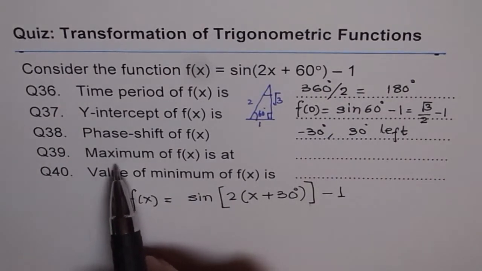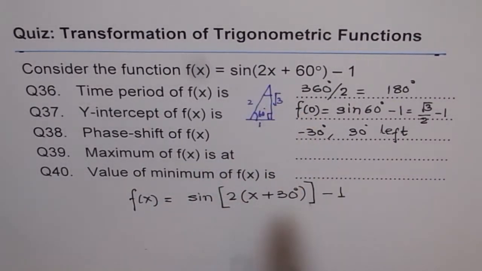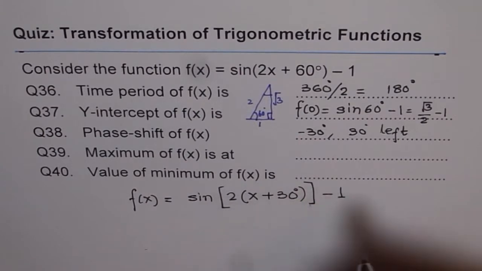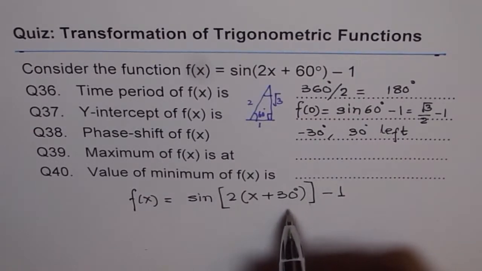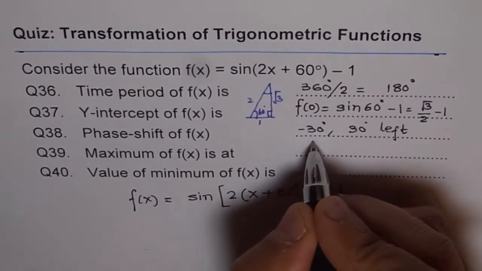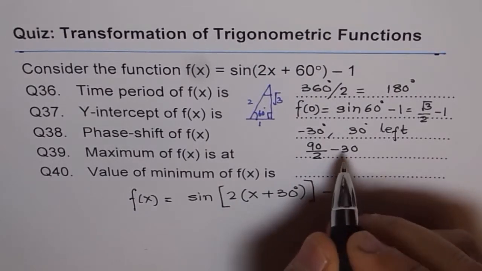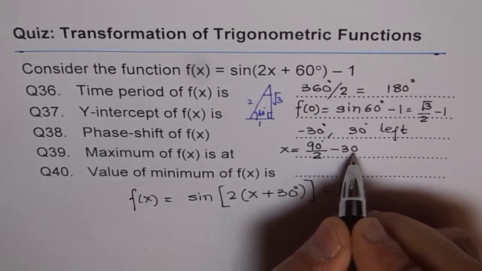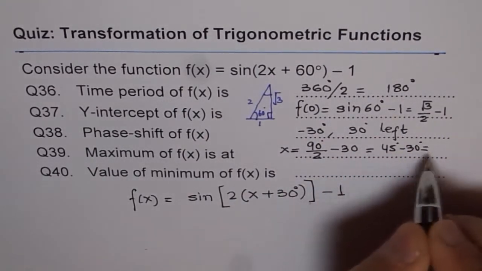Now, maximum of f of x is at. Since this is a transformation, normally the maximum of sine x is at pi by 2 or 90 degrees. Now here, what happens to the maximum? It is at 90 divided by 2 minus 30 degrees. So let me write it like this: 90 divided by 2 minus 30. That is how the x location of the maximum point gets transformed. So x is at 90 degrees divided by 2 minus 30 degrees, which is 45 degrees minus 30 degrees, that gives us 15 degrees.